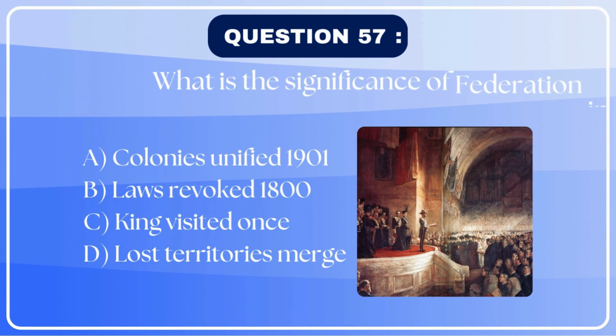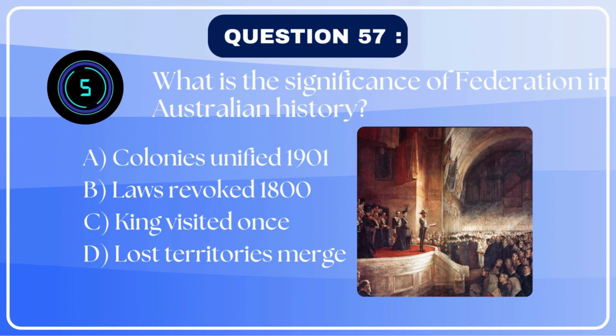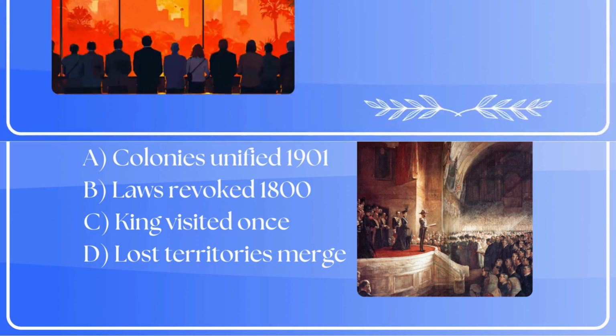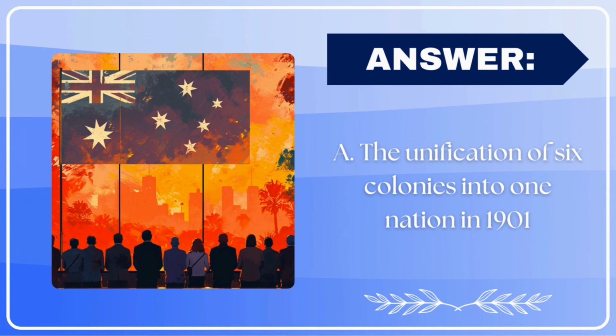What is the significance of federation in Australian history? The unification of the 6 colonies into one nation in 1901.